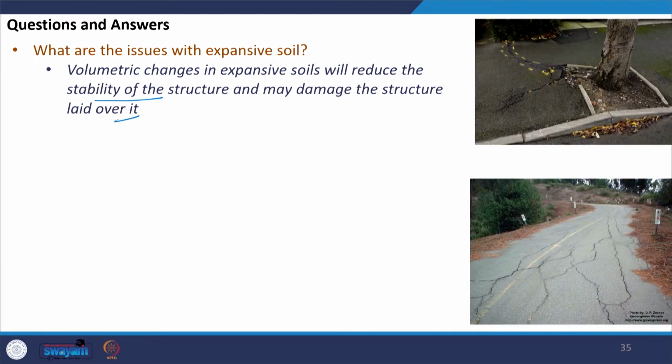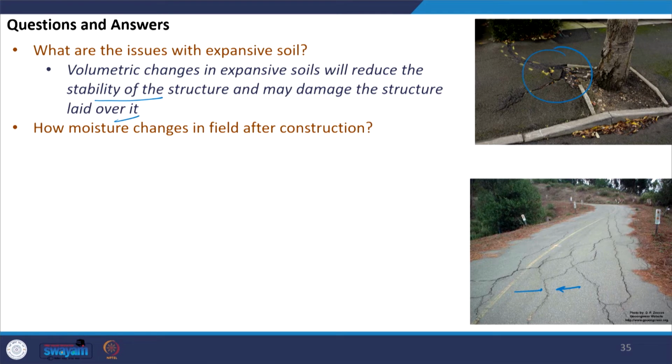I think we can imagine that changes in the volume of the foundation will ultimately lead to instability in the structure constructed over it, because of which many problems arise. For example, you will see heaving of the surfaces, and cracking appearing on the surfaces if the soil has cracked below because of shrinkage, and so on. So, there are various issues or damages to the structure which we can see if we construct, let us say, a pavement over such weak soils without treating them appropriately.